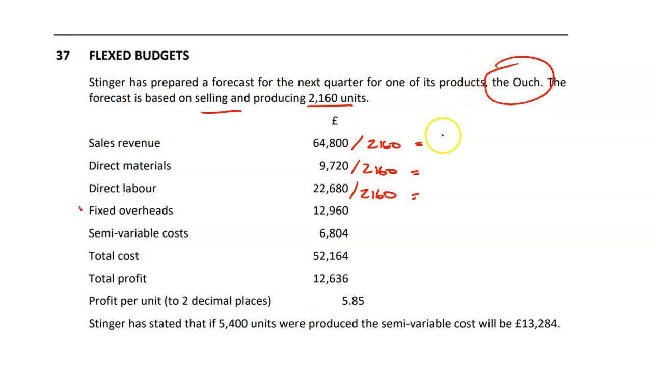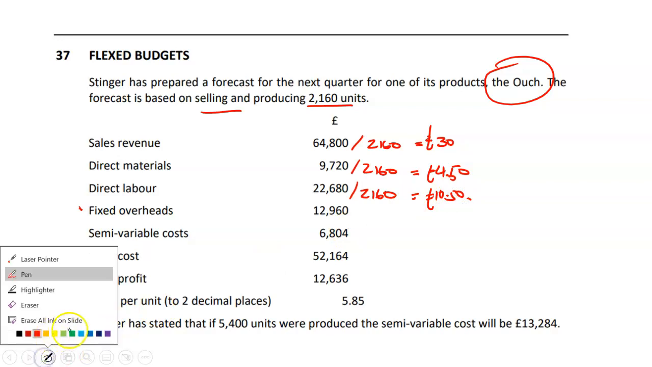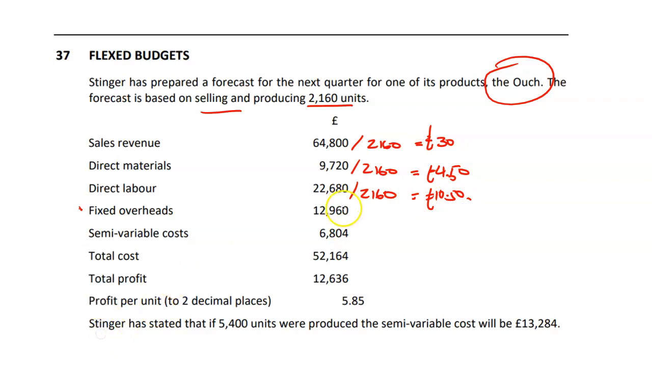So you're selling each unit for £30, really, is what you're saying. 9,720 divided by 2,160. This is the materials costing you £4.50. And then you have here 22,680 divided by 2,160, and that's costing you £10.50 for labor. I'll just change my pen color. So the fixed overheads will always be the fixed overheads. With the semi-variable, let's do the semi-variable now.